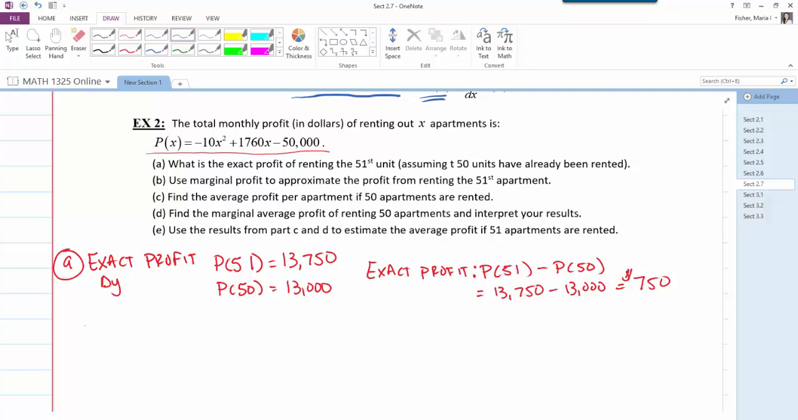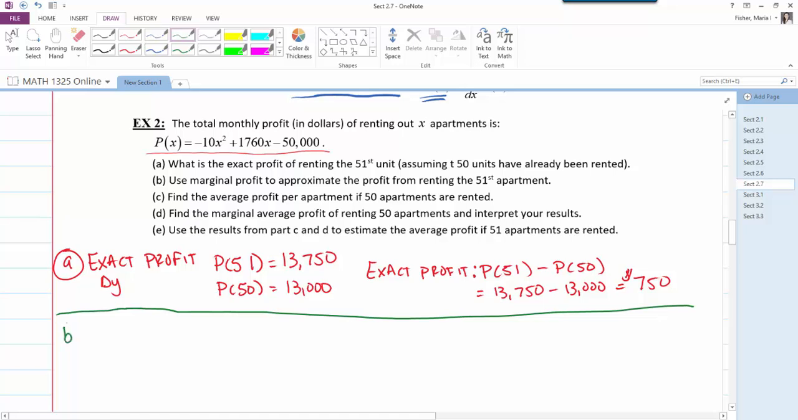Part B says, okay, well, what is the marginal profit of renting out the 51st apartment? So to find the marginal profit, I need to find the marginal profit function, which is the derivative of the profit function. So we find the derivative. 2 times a negative 10, negative 20, x raised to 1 less, 2 minus 1 is 1. Plus the derivative of 1,760x. Remember, the x here is to the first power, so it's just going to be the coefficient, 1,760. Minus, well, the derivative of $50,000. $50,000 is a constant, and the derivative of a constant is 0, so I don't need to write that.